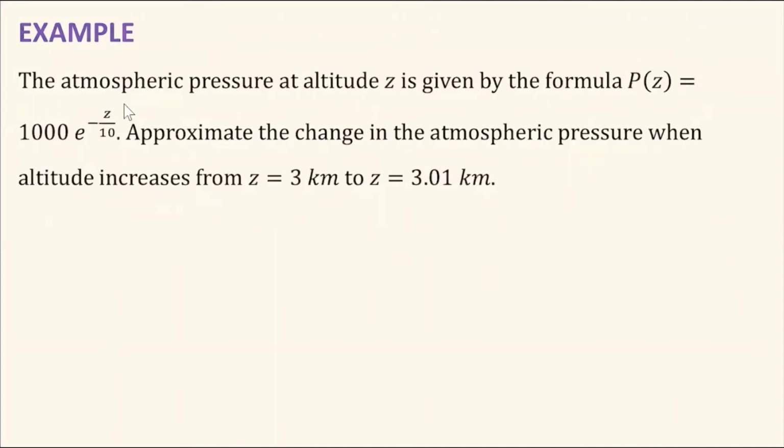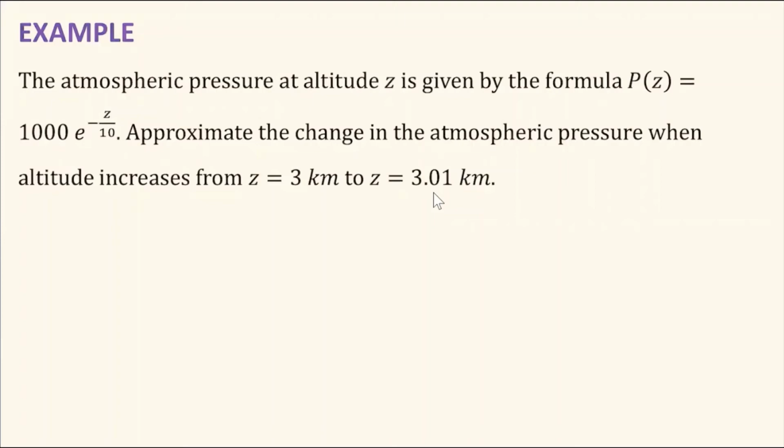Example: the atmospheric pressure at altitude z is given by the function P of z, that is P(z) equal to 1000 multiplied by e raised to negative z over 10. We have to approximate the change in atmospheric pressure. Meaning of that is you have to find the change in P, that is delta P, when the altitude increases from z equal to 3 kilometers to z equal to 3.01 kilometers.